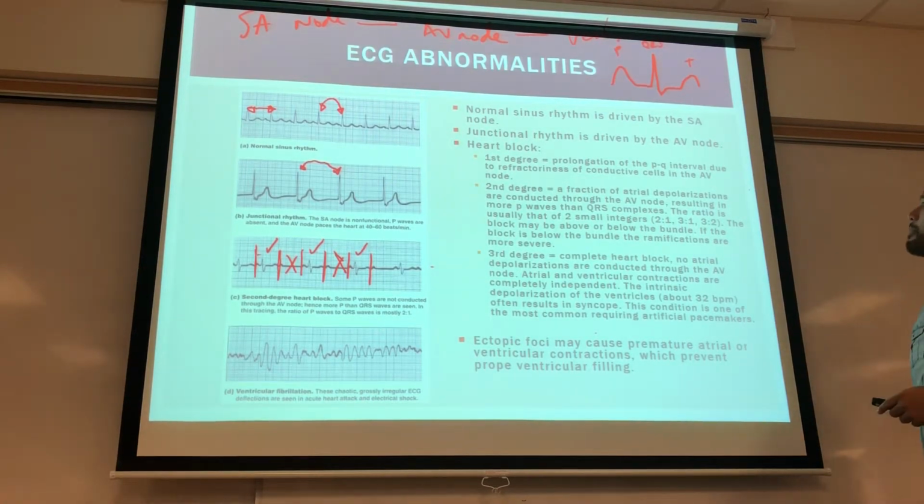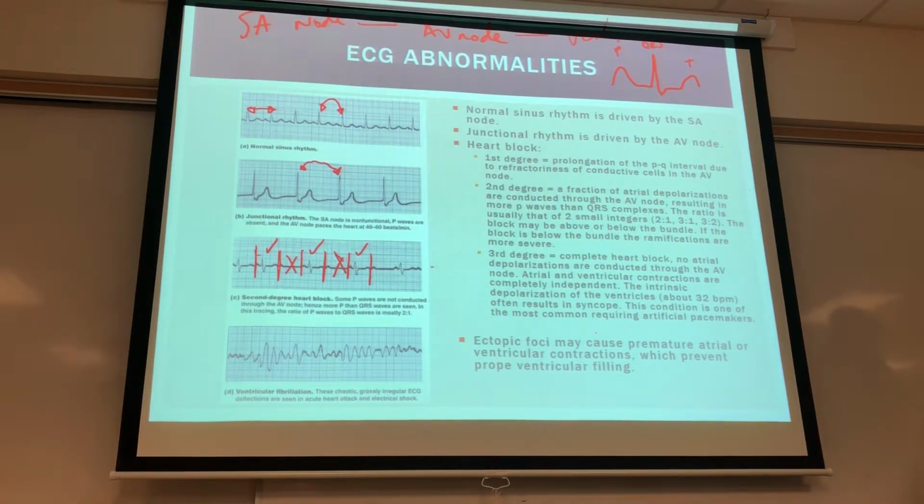The last one, basically what's happening in a third degree block, this is a complete block between the SA node and the AV node, where the SA node is firing and the AV node is firing, and it's just firing at mismatched times. So atrial and ventricular contractions are taking place at different times, and it results in atrial as well as ventricular muscle cells firing independently from one another. So this is where typically you would get a pacemaker installed in order to get the SA node to start firing again.